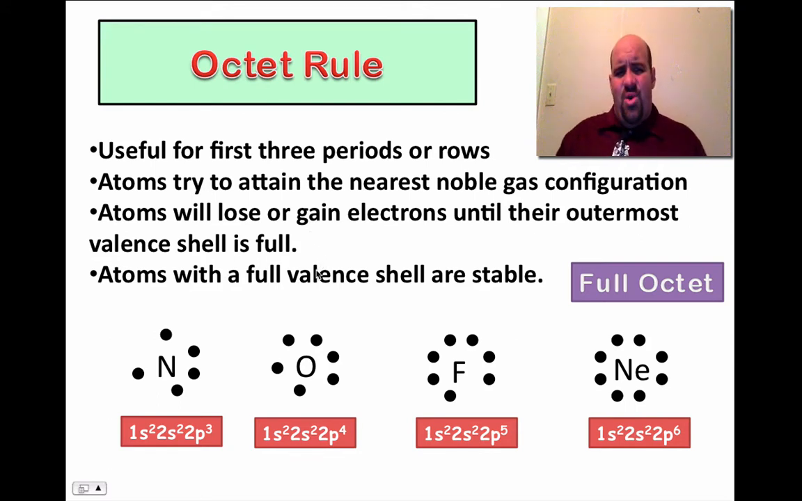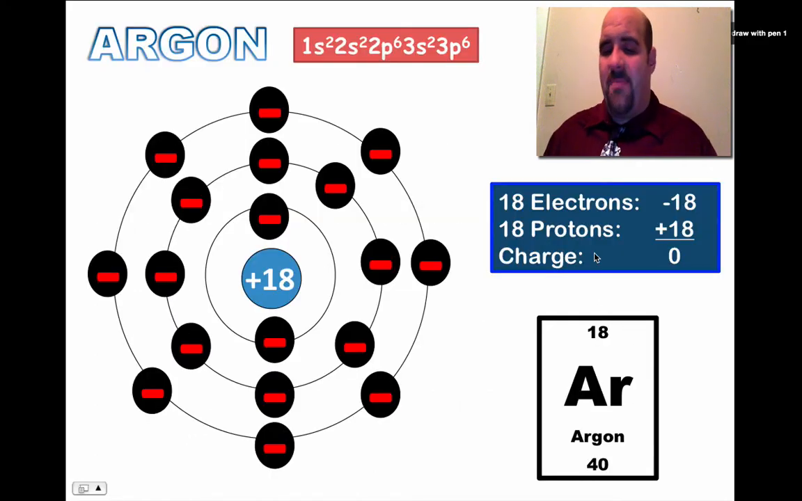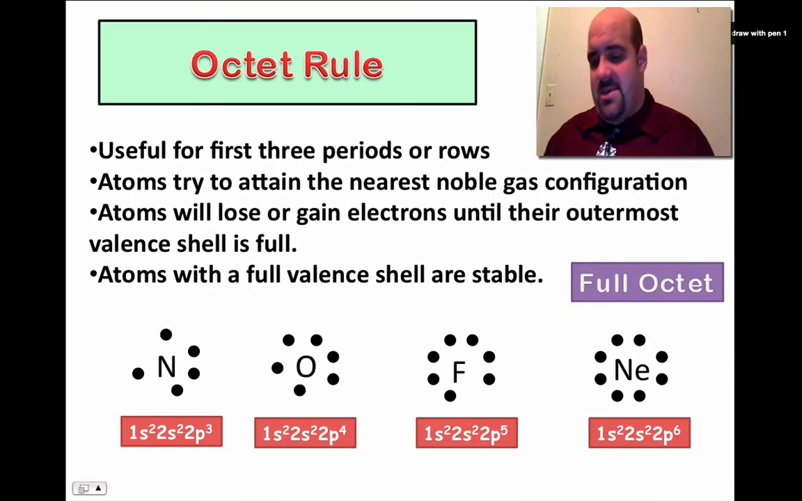The last thing we need to know is the octet rule. The octet rule is useful for the first 3 periods or rows in the periodic table, kind of the first 18 elements. And it says that atoms try to attain the nearest noble gas configuration. These atoms are going to lose or gain electrons until their valence shell is full or has the same number of electrons as a noble gas, which is going to be, of course, 8. Atoms with a full valence shell are stable. So we're just going to say that for simplistic purposes, atoms, the octet rule, they want to be like the noble gases.